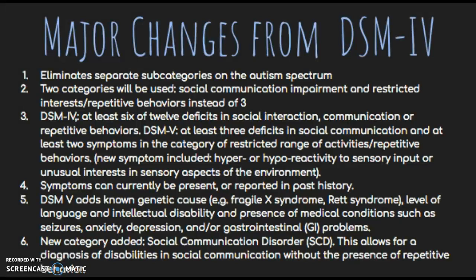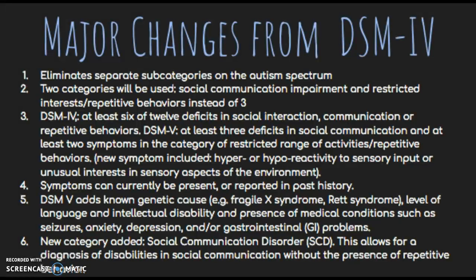disorder. Two categories are used in the DSM-5, including social communication and impairment and restricted interest repetitive behaviors, instead of the three that existed in the DSM-4. In the DSM-4, at least 6 out of 12 deficits in social interaction, communication, or repetitive behaviors must have been present for the client to receive that autism spectrum diagnosis.